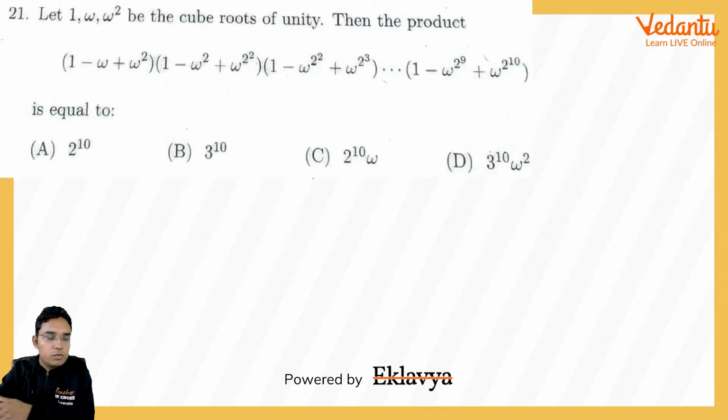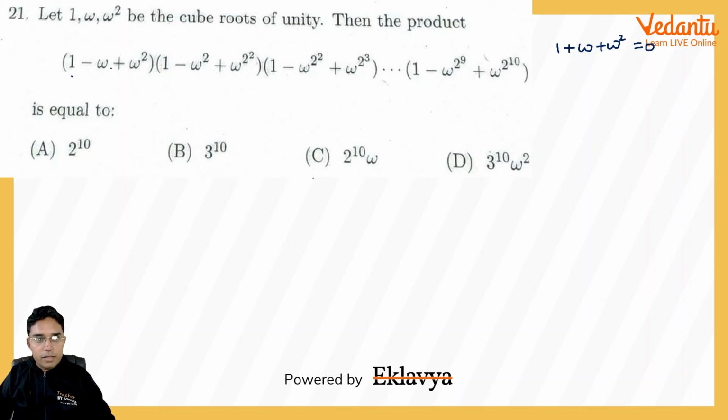Now coming to the next question, that is 21. We are given that 1, omega, omega square be the cube roots of unity. Then the product is equal to. So the first bracket, I think you know this property, 1 plus omega square is equal to 0. So from this we can write the first bracket to be just minus 2 omega.